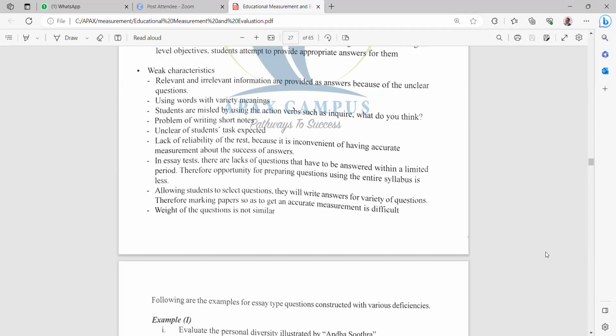Unclear of students' task expected. So in some cases, if we use ambiguous words as we suggested earlier, then the students may not know the task clearly. Now, if you say, compare these two concepts, compare the two things, let's say, compare the natural habitats of birds with swamp animals.